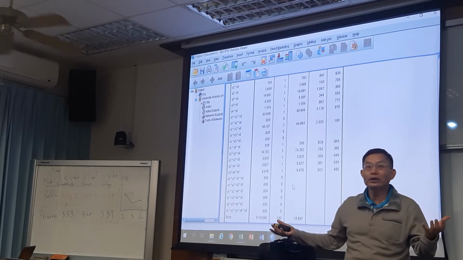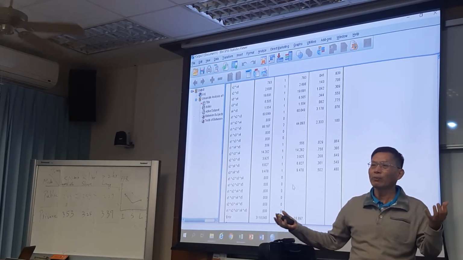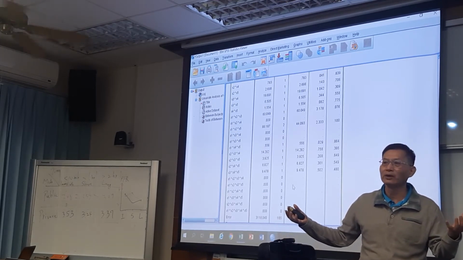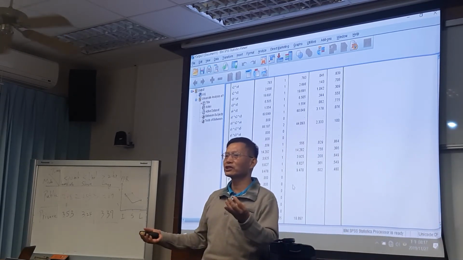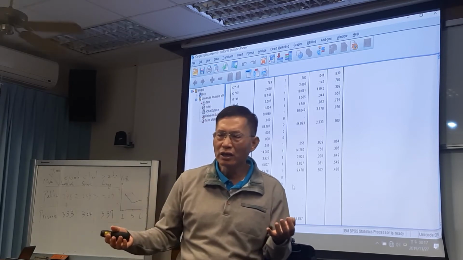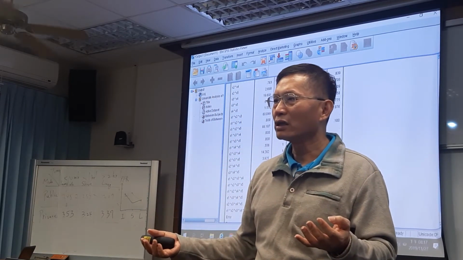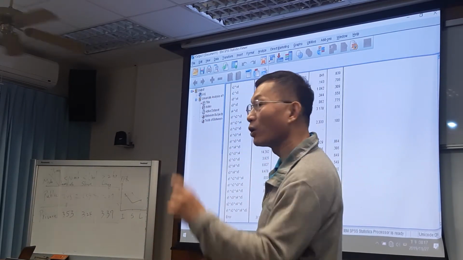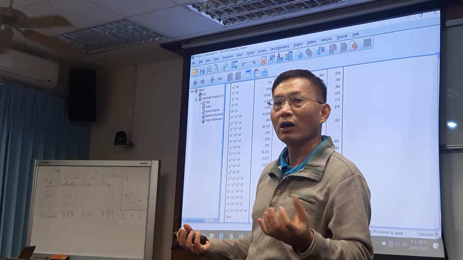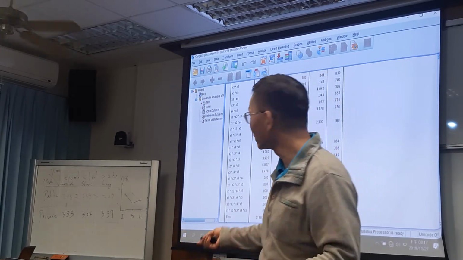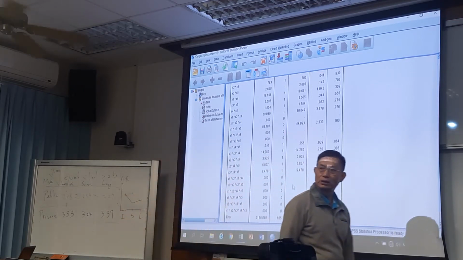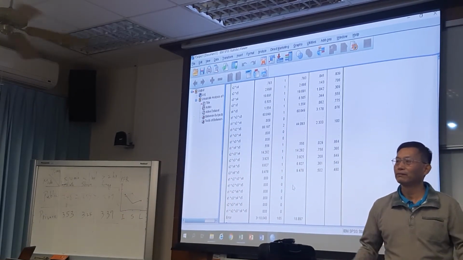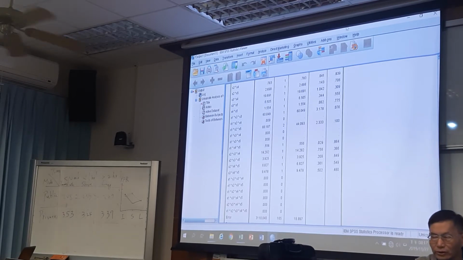Because there are only 200 data, and you have so many combinations. That's impossible. How many combinations do we have? 3 times 16. Total is 48. And some of the combinations have no data, only 1 data, or 0 data. So that's why the sum square is 0. So what are you going to do?